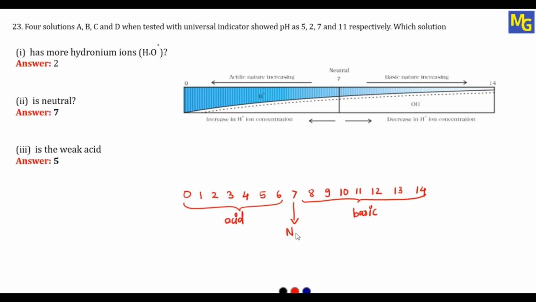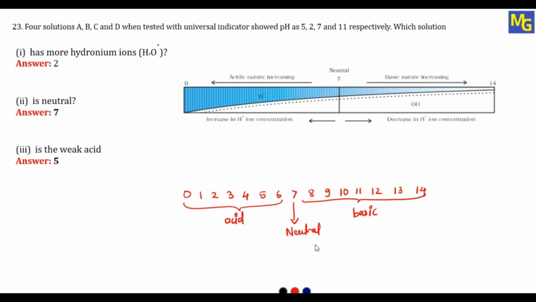So the acidic range is from 0 to 6, which means hydrogen ion concentration will be very high. Basic means 8 to 14. Here OH minus hydroxyl concentration will be high, and in terms of H plus it is low. And at neutral, H plus and OH minus both will be equal. That is called neutral.